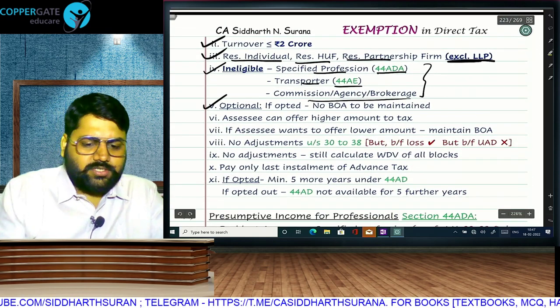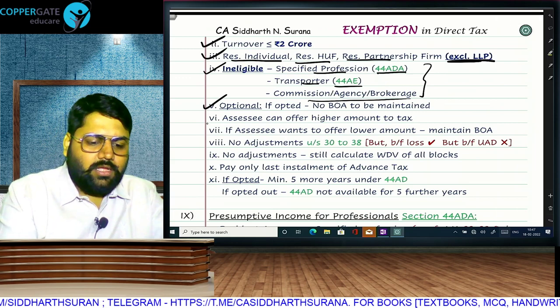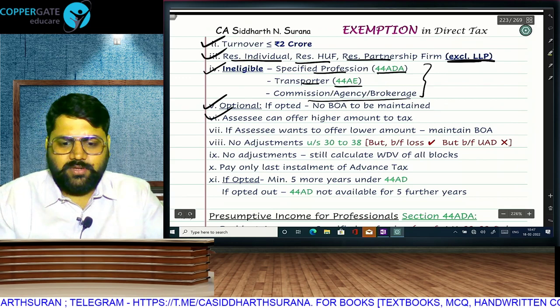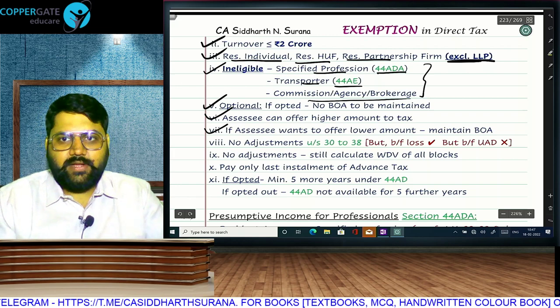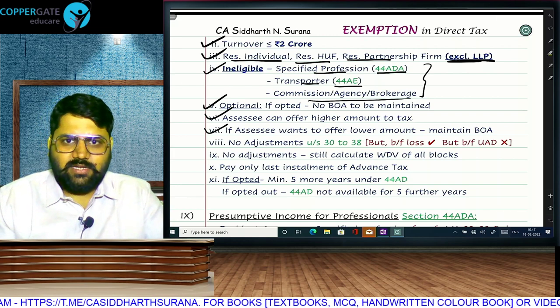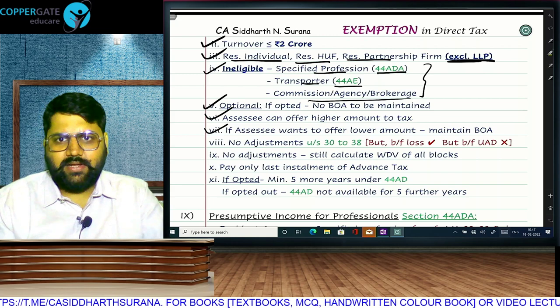This is optional, of course. So if opted, no need to maintain books of accounts. You can always offer a higher amount, there is going to be no prohibition for that. If you want to offer a lower amount, then you will have to maintain books of accounts. Higher amount is always allowed, but if you offer a lower amount, then maintain books of accounts.